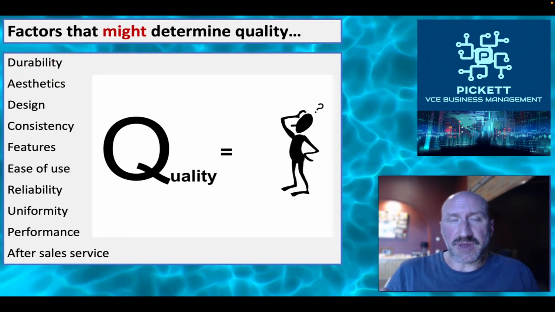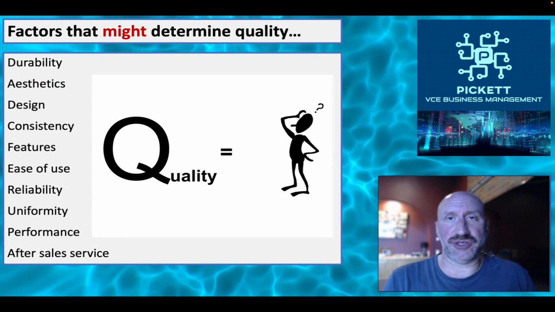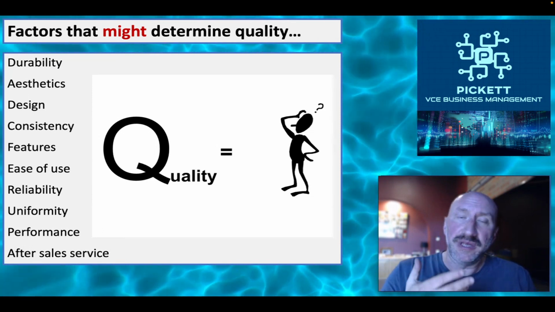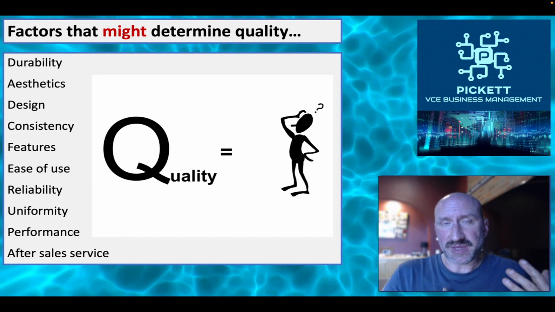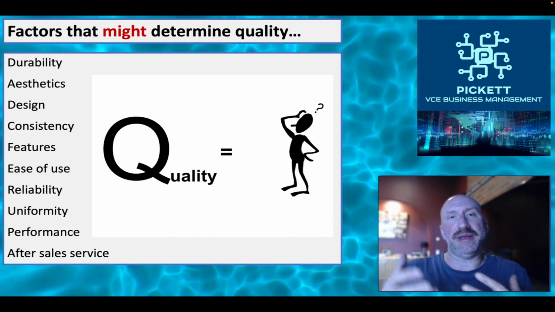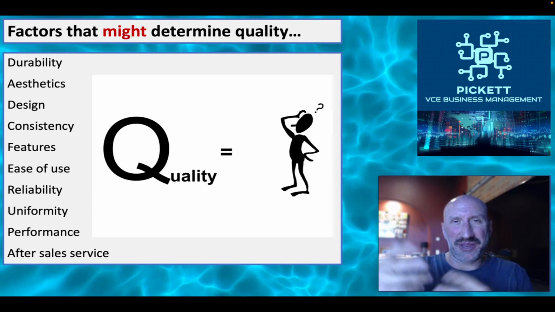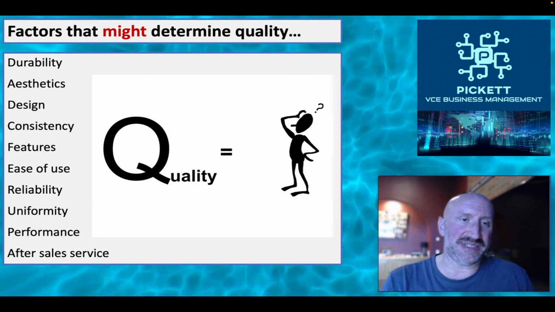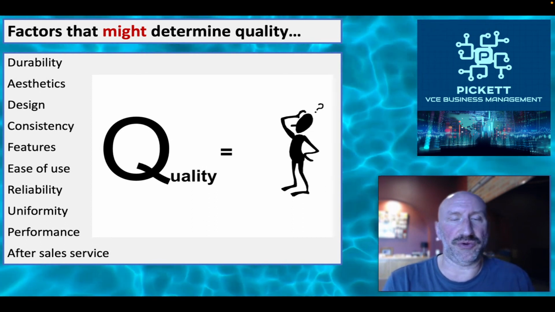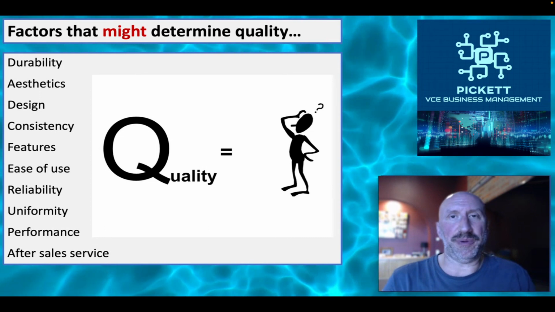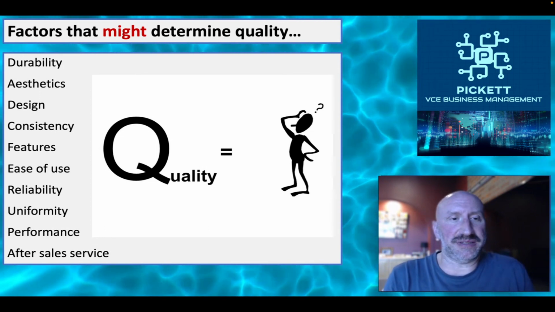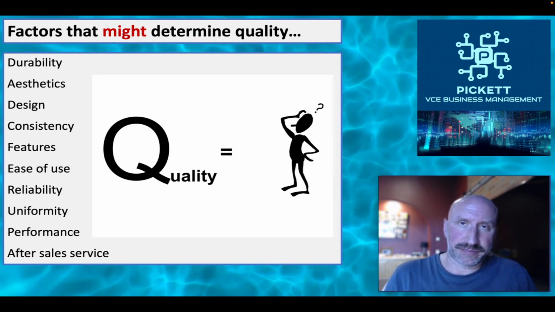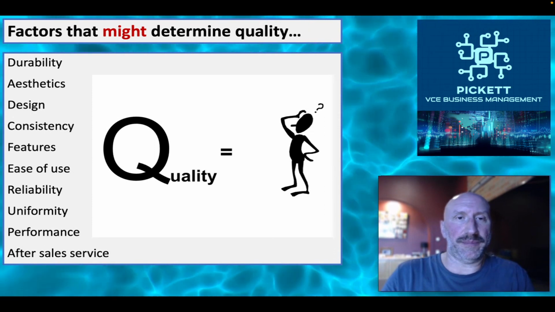factors that might determine quality, and this is going to change absolutely for any product or service. So this is not the same for every product and service, but these are some examples of things that a customer might include in their mind when they're thinking about the quality of a certain product or service. So durability, aesthetics, design, consistency, features, ease of use, and so on. That's not a complete list, but there's a whole bunch of examples, and that clearly makes sense. Some of those will apply to some products, but not all products. It depends on what we're actually talking about.